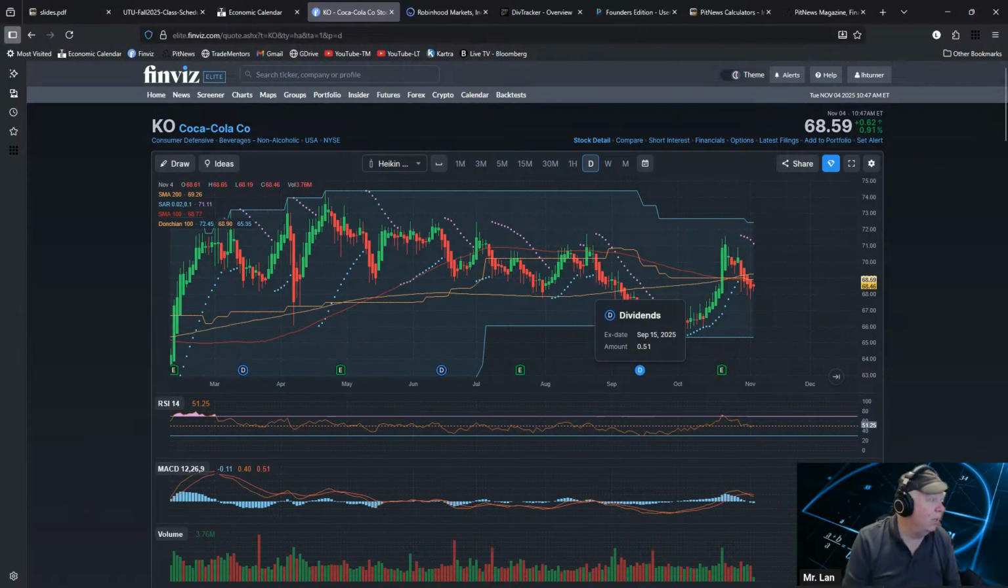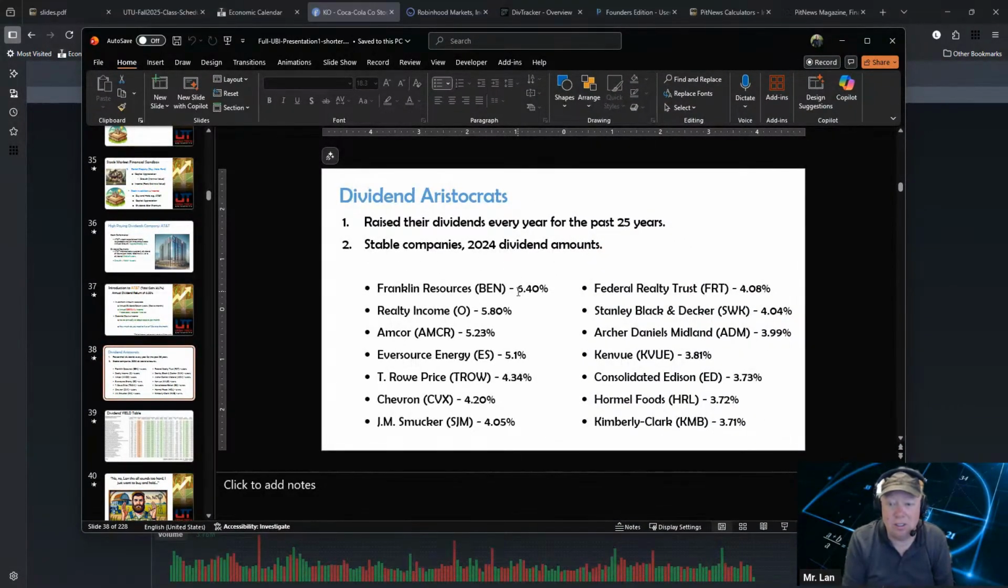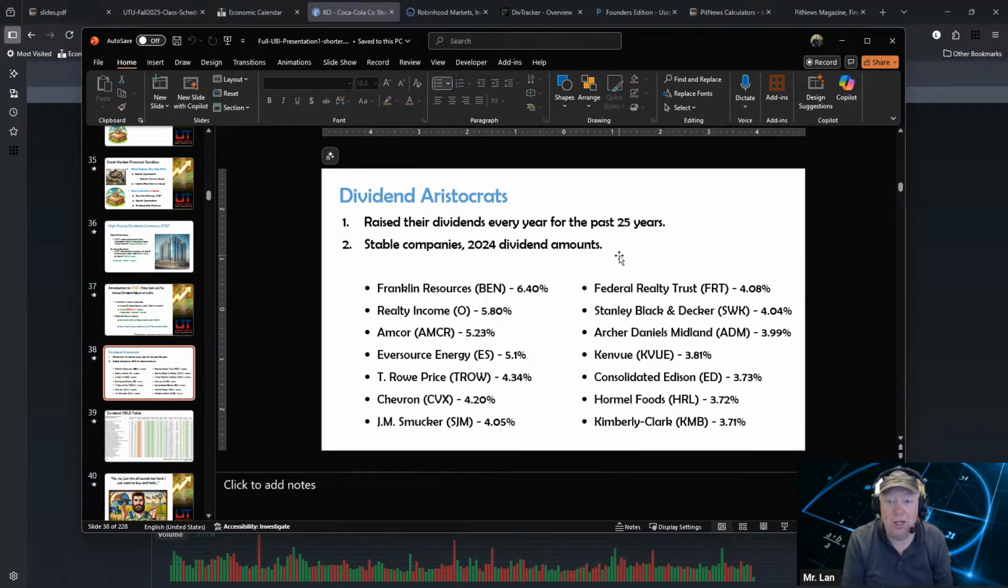And of course, there's a bunch of them. We talked about a bunch of them in here. I gave you a list of them last time. Did I still have that list in here? I do. So here are the dividend aristocrats. These are high-paying dividends. You can see that this is 6.4%. This is 5.8%. This is 5.23%. So this is what we call dividend aristocrats. They've raised their dividends every year for the past 25 years.